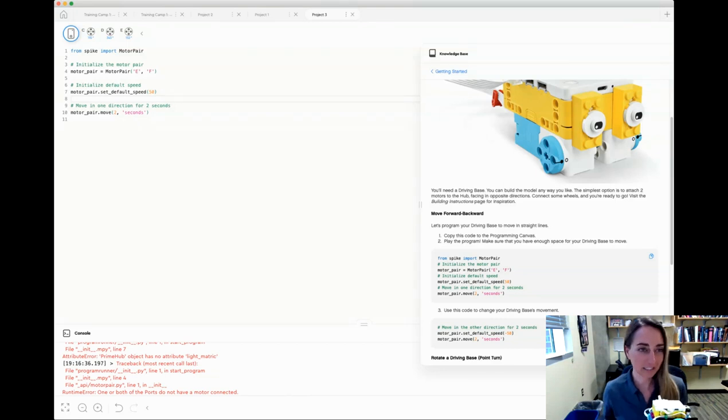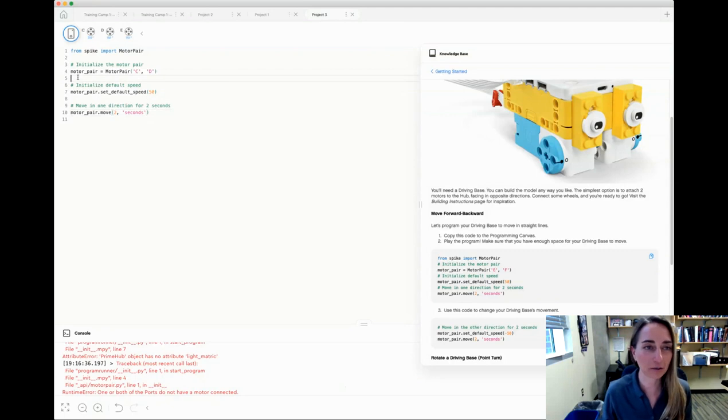So for me, it did nothing, and I knew it was going to do nothing because if I look down here, there was an error. One or both of the ports do not have the motor connected, and that's because in this example, it assumed the motors were connected to E and F, but on the robot that I'm working with now, I know the motors are connected to C and D. So I'm going to go ahead and fix that, and I will play it. And now it's working.